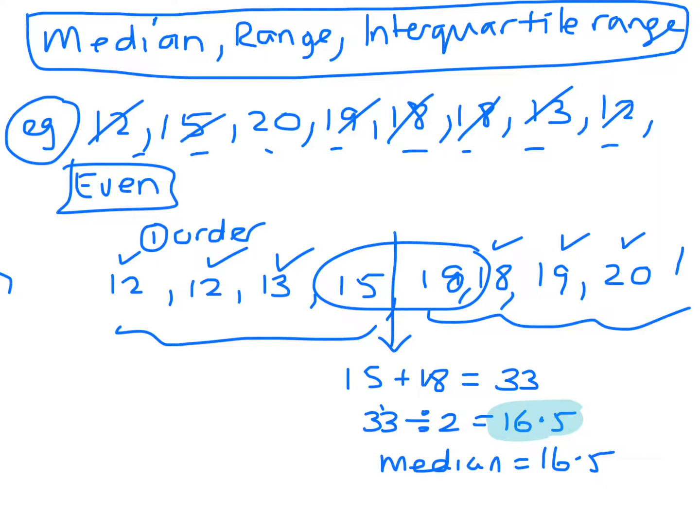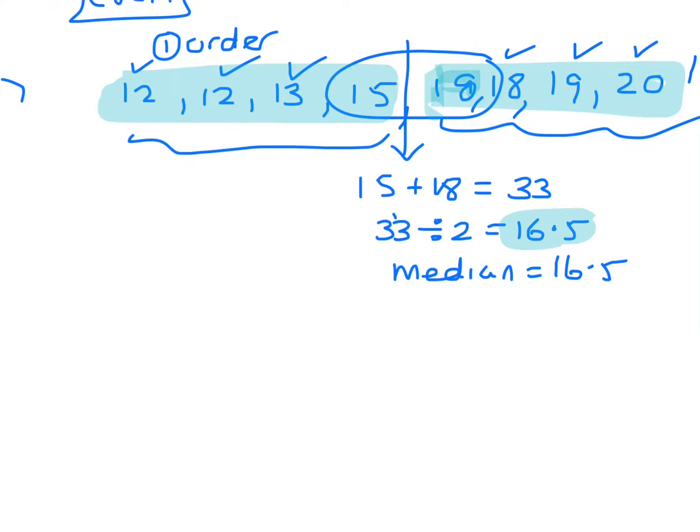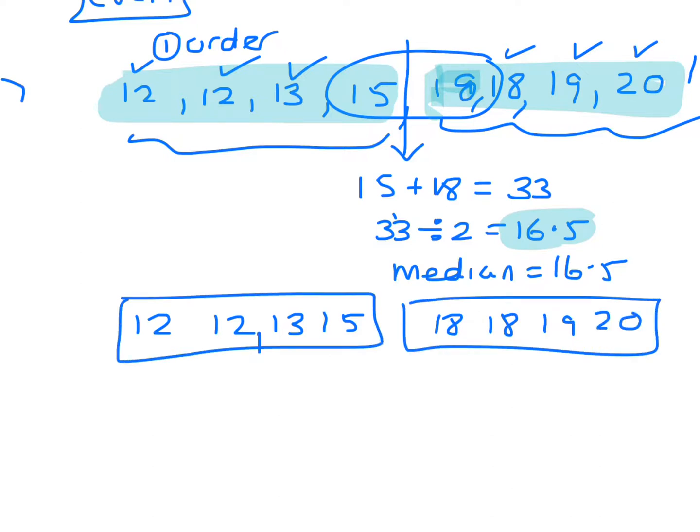Now, when you go to do your interquartile range, to find your upper and lower quartile, you get the data and you put it into two groups. And you keep the 15 and the 18 in those groups. Then you find the middle of each of those groups, which will be Q1 and Q3. Q1 is the lower quartile and Q3 is the upper quartile.